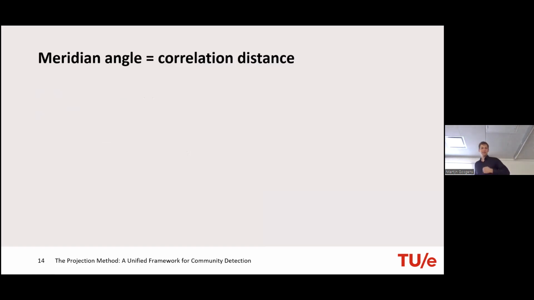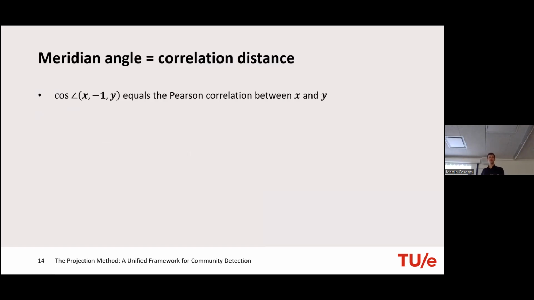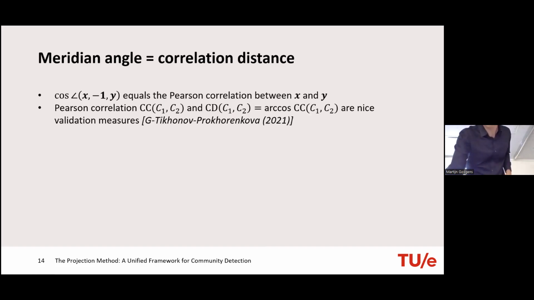The reason that I introduced this meridian angle is that if you take the cosine of this angle, it turns out to be exactly equal to the Pearson correlation between 2 vectors. So if you have 2 vectors on our hypersphere, and take the angle that the meridians make at this -1 pole, take the cosine of that, that turns out to be exactly the Pearson correlation, which is kind of cool. And if you do that for 2 clustering vectors, then this Pearson correlation between these clustering vectors is a useful measure of how similar these clusterings are.